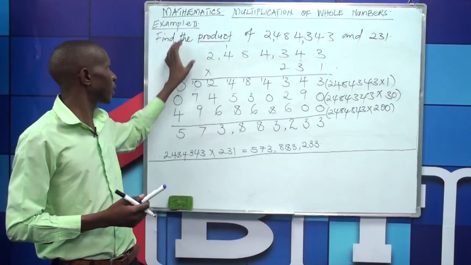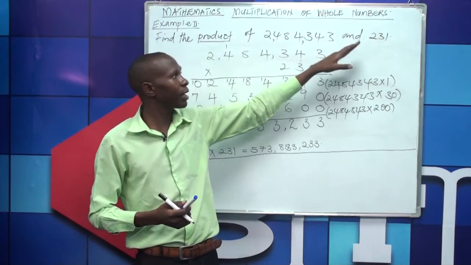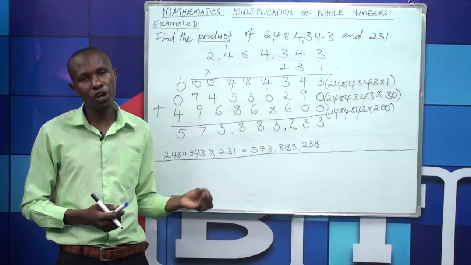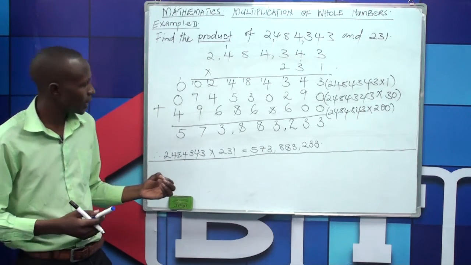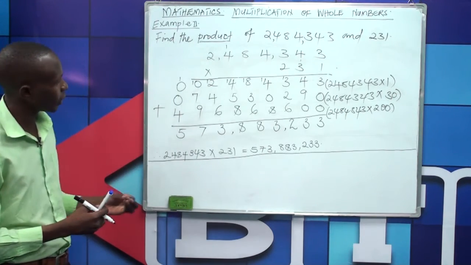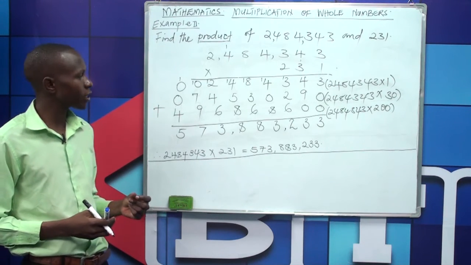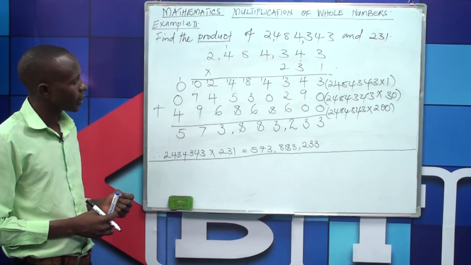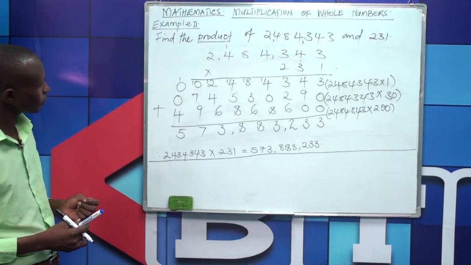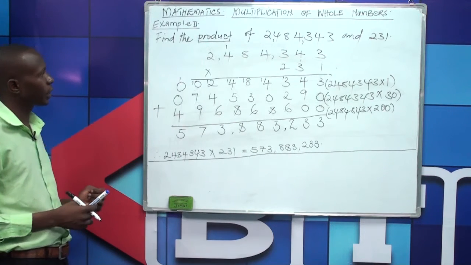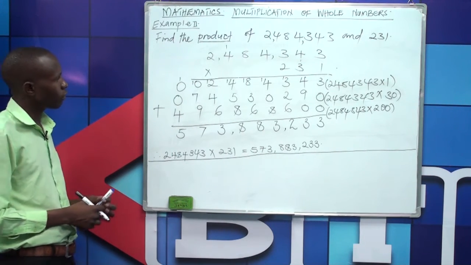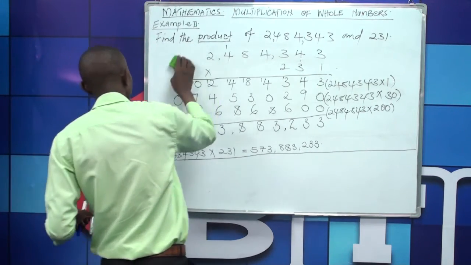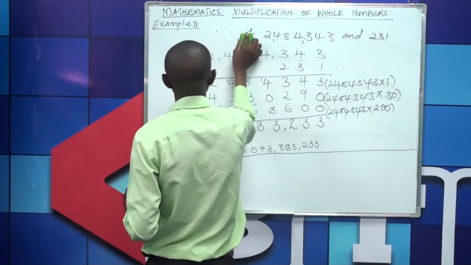So once you get the first number and find the product with the second number, you realize that you'll come out with 573,883,233. So from there, I would like us to go to another number. We summarize with the next number.